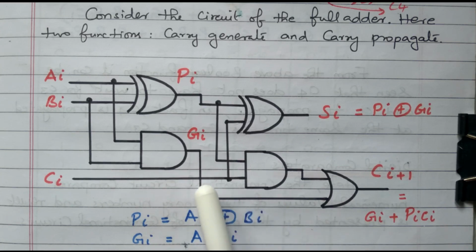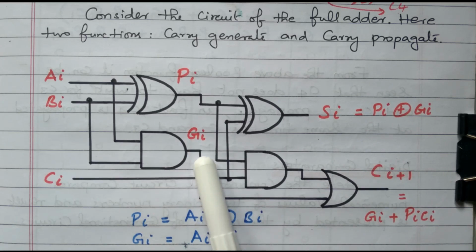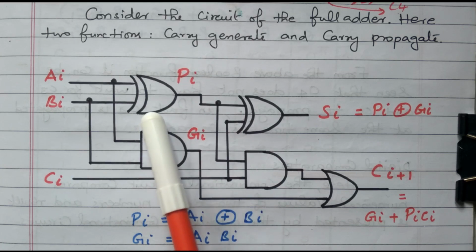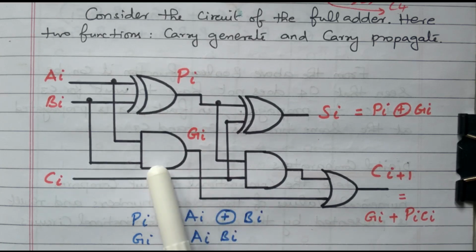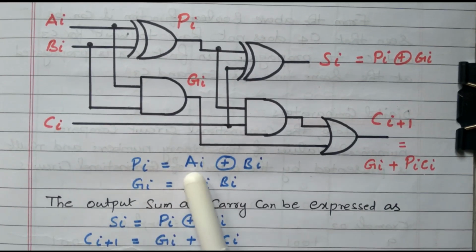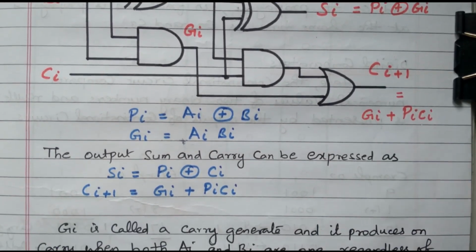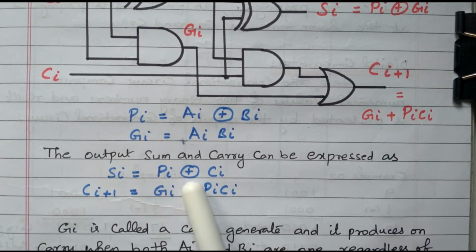So this is the carry look ahead adder, sum and carry. In order to generate sum and carry with a carry look ahead, we are using the functions Pi and Gi, carry propagate and carry generate. Carry propagate is done by the XOR gate, carry generate is done by the AND gate. Now we need to analyze how it is generating. Pi is Ai XOR Bi. Gi is Ai into Bi. What about sum and carry? The output sum and carry can be expressed as Si equal to Pi XOR Ci.